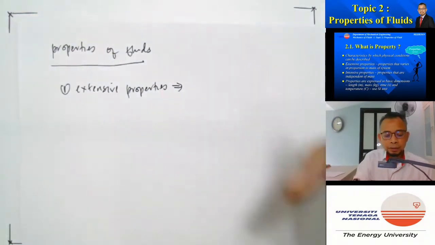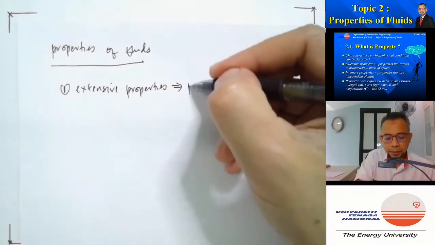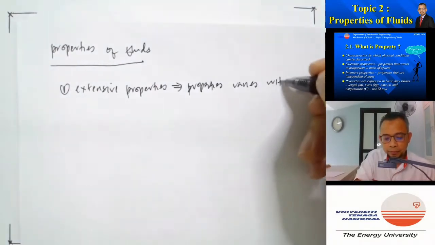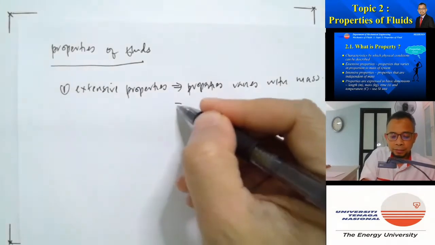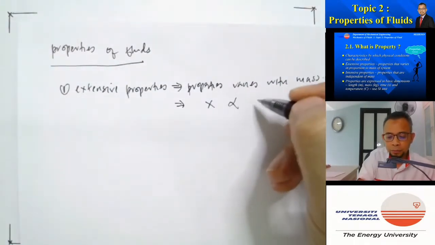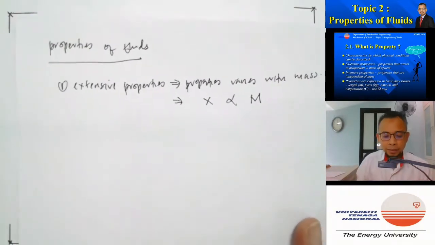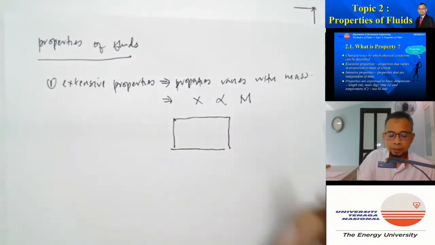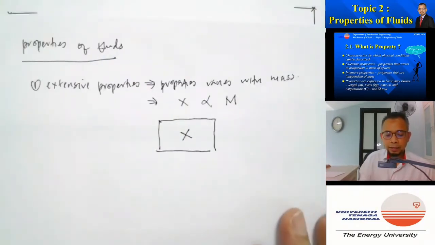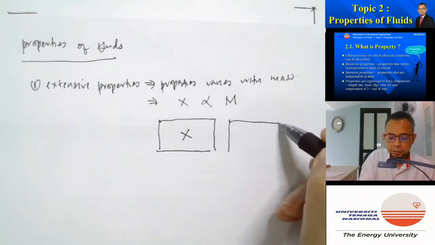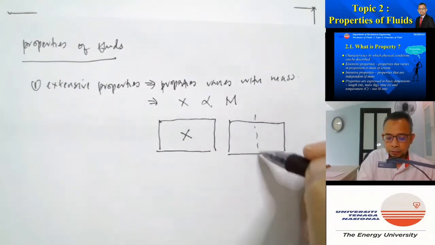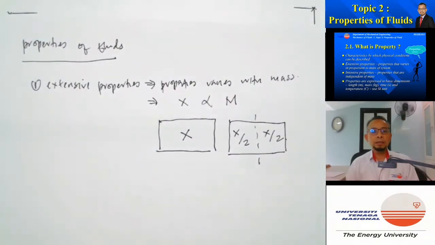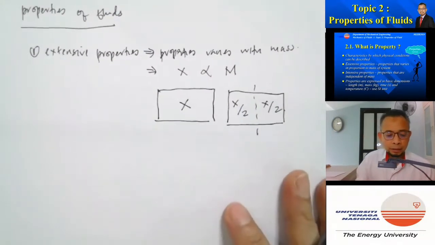Extensive properties are properties which vary with mass. So basically, if we have a property X, this is proportional to the mass. What does it mean? It means that, let's say we have a system, and the property is X, and we divide the system into two equal parts. The property will also be divided into two. That is an extensive property.